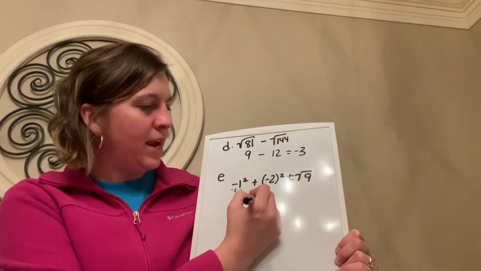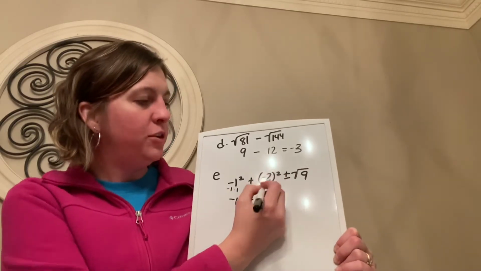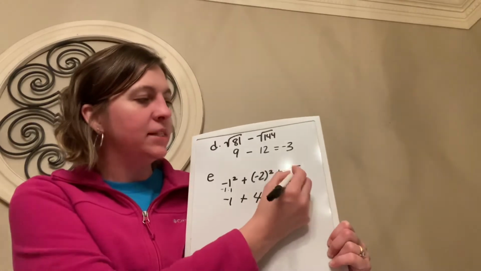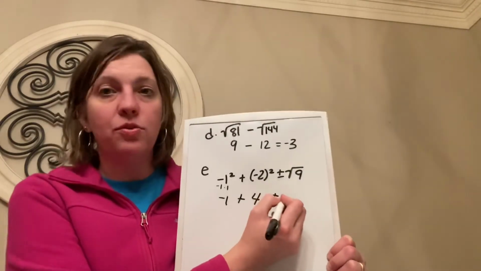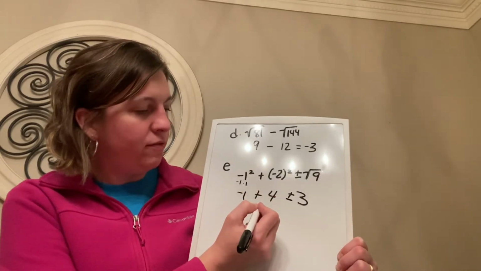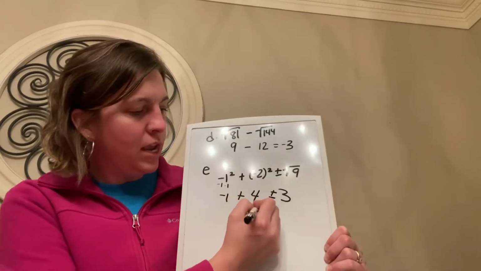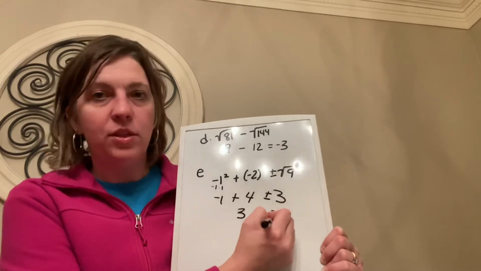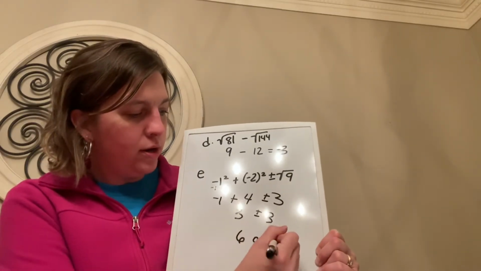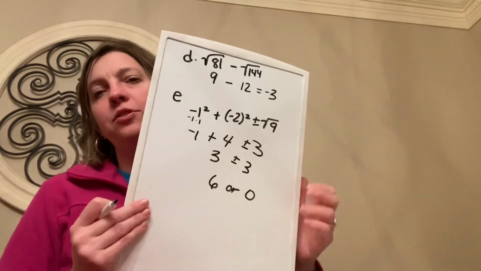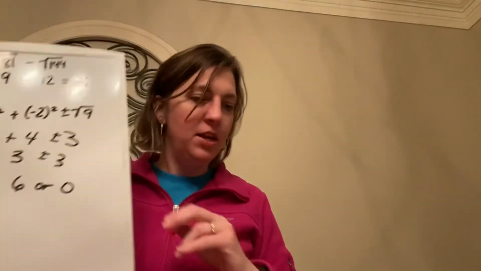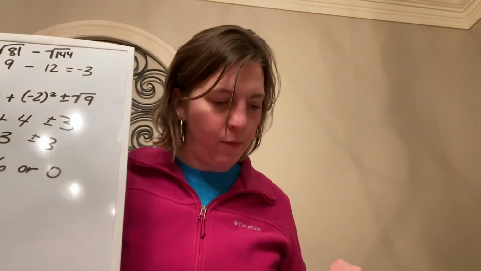So it would still be -1 plus -2 squared would become +4, but I've still got plus or minus, and the square root of 9 is 3. So my answer would be -1 plus 4 would be 3 plus or minus 3. So it'd be 3 plus 3 is 6 or 0 are my two answers, because plus or minus means that I have to solve it 2 times. So that's super important there when we're solving those.